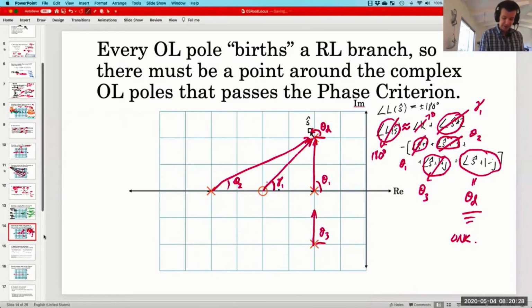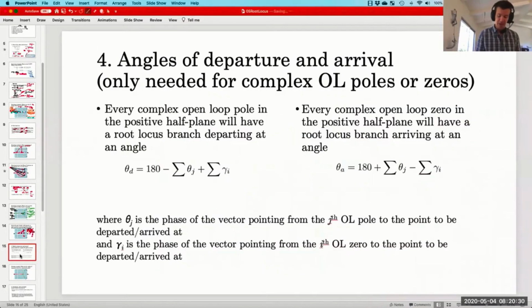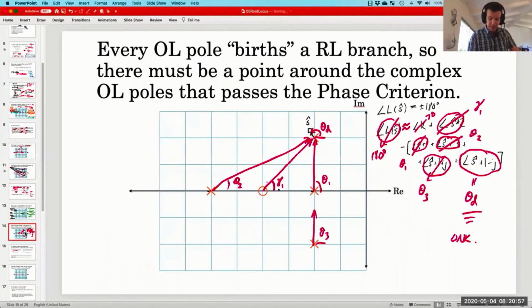Okay, so that's the reasoning behind this slide and the rules presented in this slide. So the idea is that angles of departure are the angles at which branches will depart or leave a complex conjugate open loop pole. And a couple of caveats here is that this is true when doing calculations in the positive half plane. So let me go back here for a moment. If I get theta d, the true angle of departure up here in the positive half plane, do I have to restart the whole analysis down here?